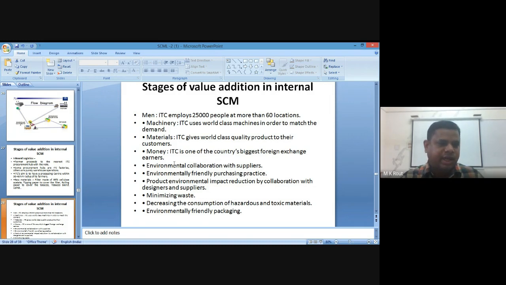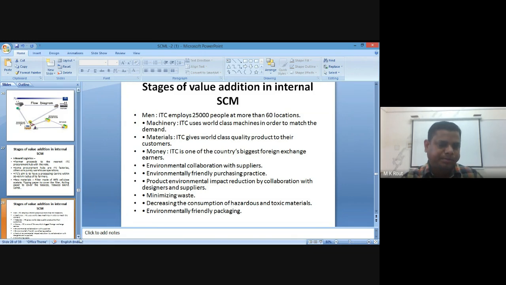So these values, starting from your raw material, then man, machine, then material provided by ITC, then money, then environmental collaboration with suppliers, then environment friendly purchase practice, then product environment impact reduction, minimizing the waste, decreasing the consumption of hazardous and toxic material, and the last one is environmental packaging. These value additions directly enhance the supply chain whenever you go for competitive advantage in the market.